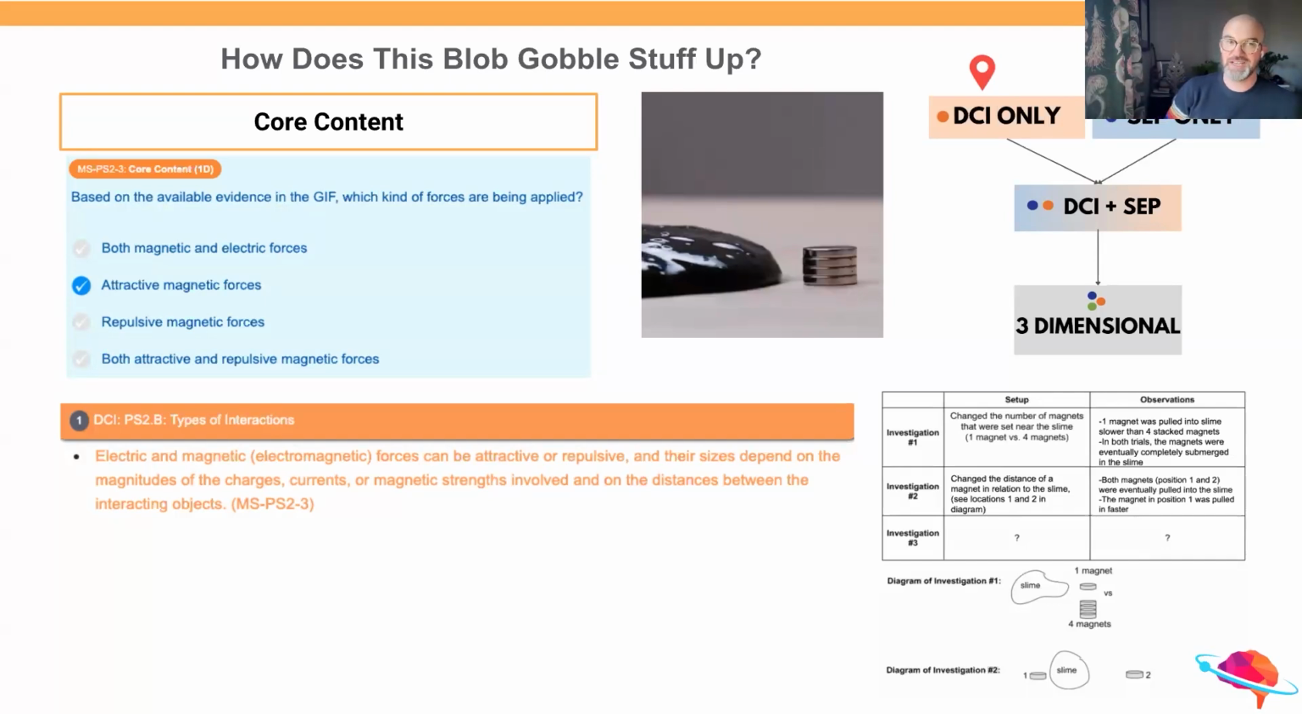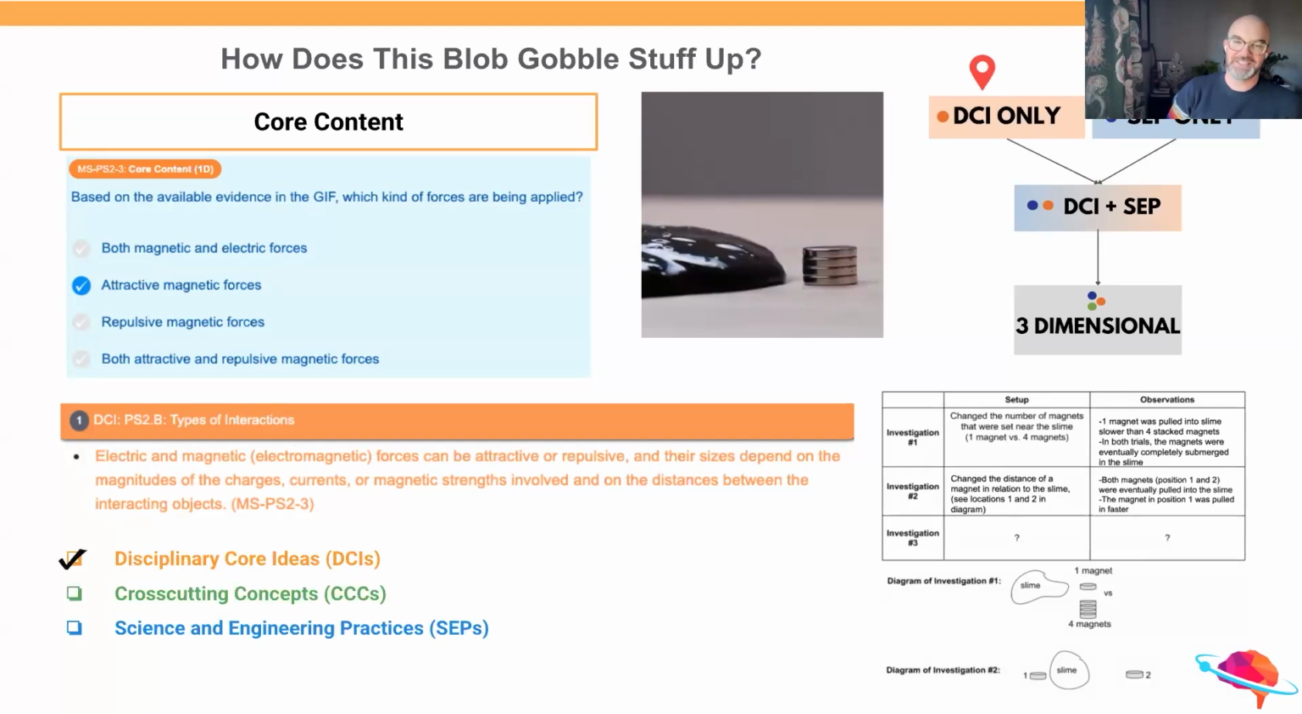And so this question asks students, based on the available evidence in the GIF, what kind of forces are being applied? We want them to be able to identify that there are attractive magnetic forces that are present in this phenomena that we're observing. This only asks about the DCI. We're not getting into cross-cutting concepts or SEPs at all. We're going to build upon whether students have this knowledge into future elements.